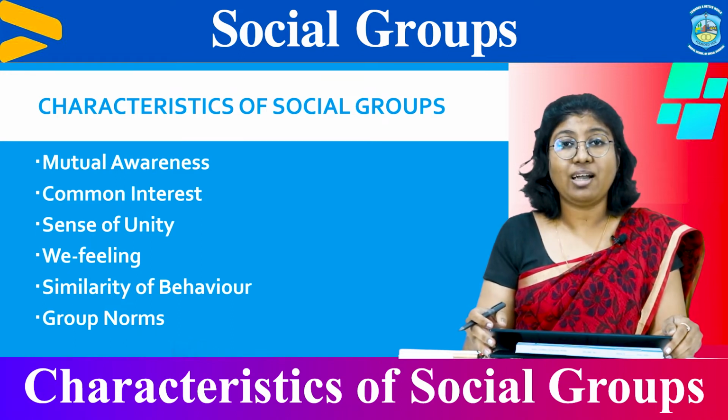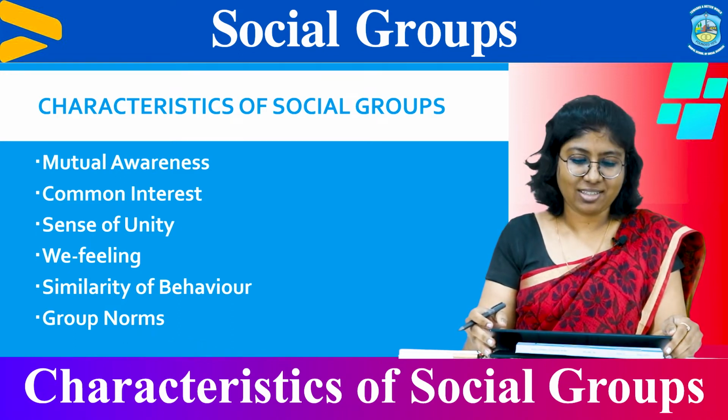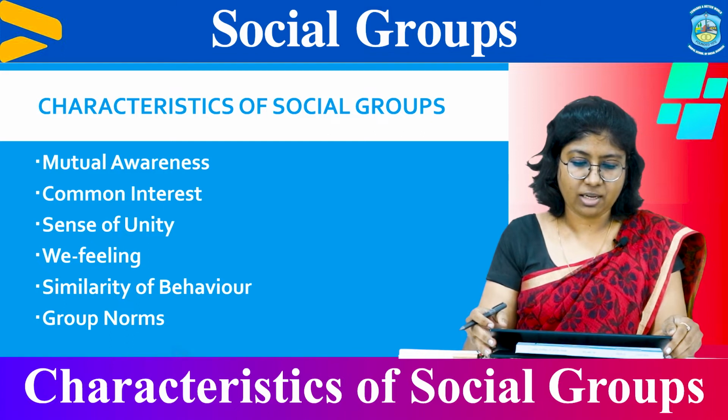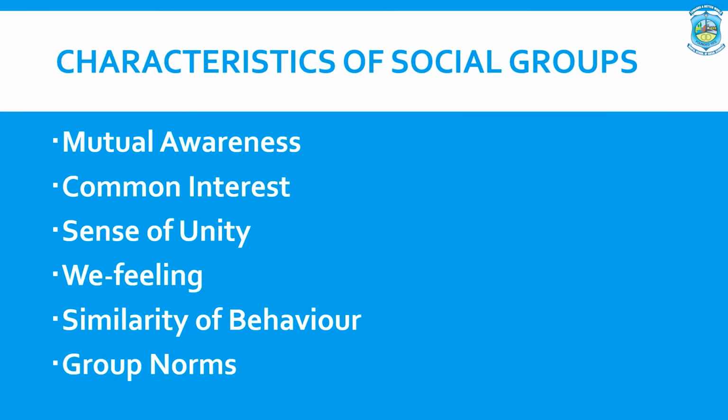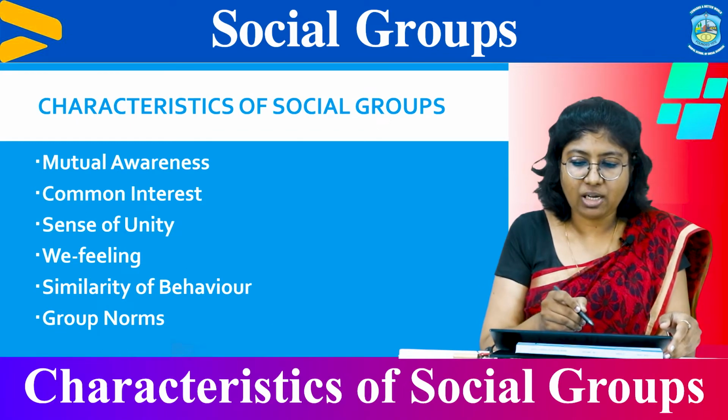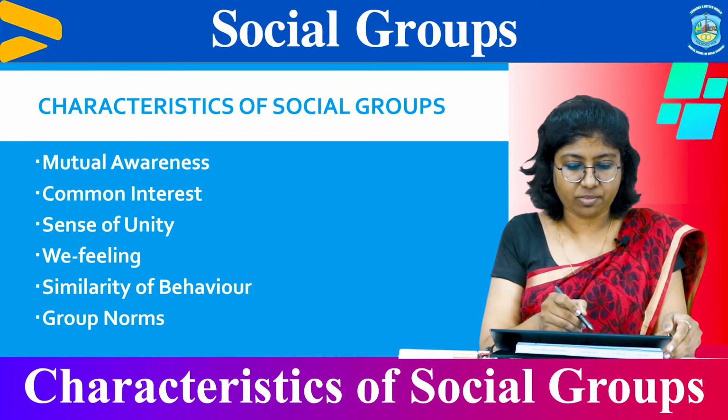So here on the slide, you can see some of the major characteristics of social groups. The first point, mutual awareness. The members in a social group are aware that they are a part of the group, and they do know who all are otherwise a part of the group. So there is a sense of mutual awareness in social groups.